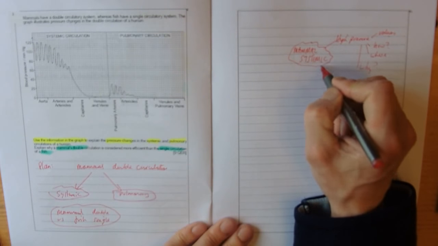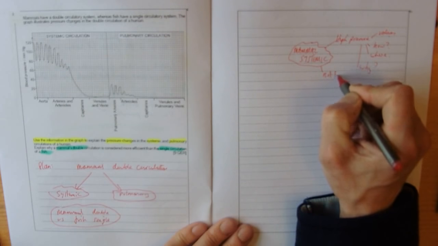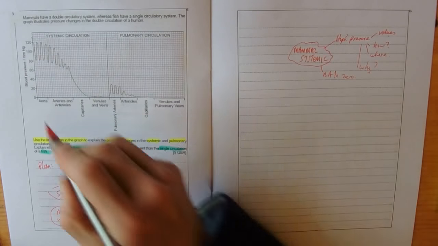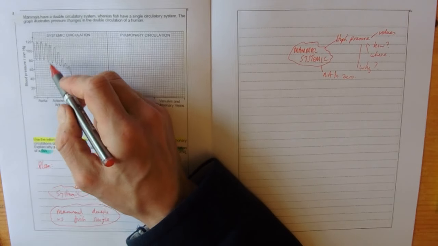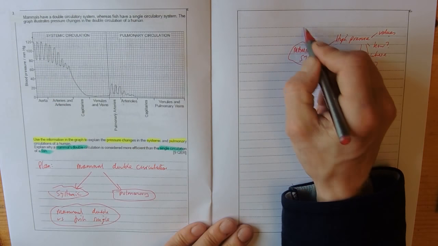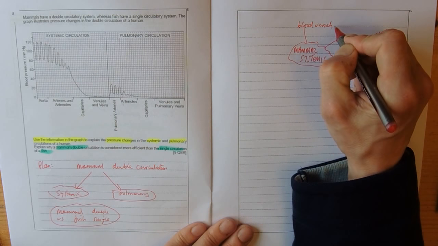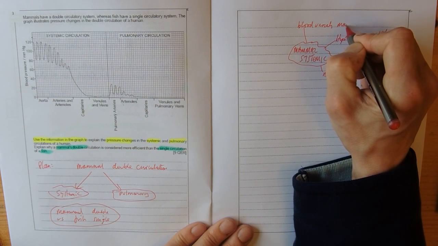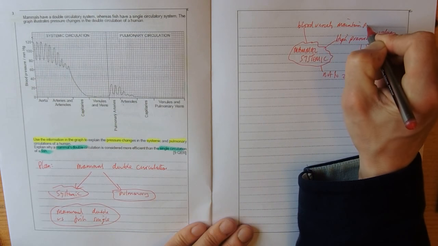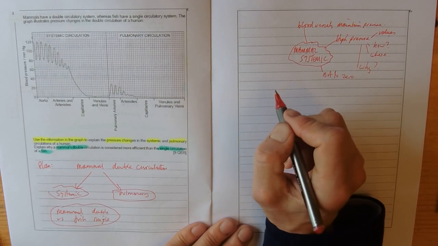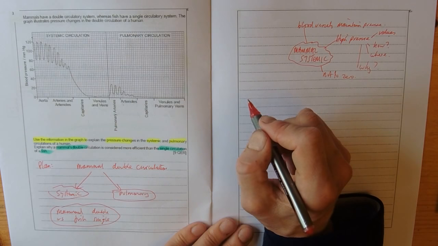So these up and downs, why is there a minimum at the start? Why doesn't it go down to 0? So not to 0 there. What's maintaining the pressure? So blood vessels maintain the pressure. So how do they do that?